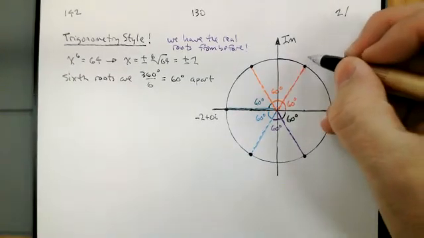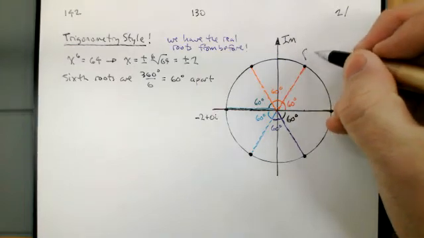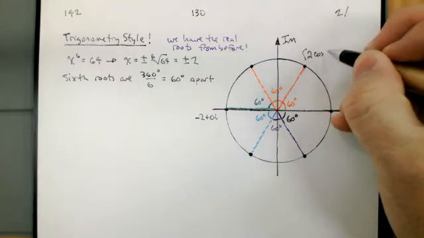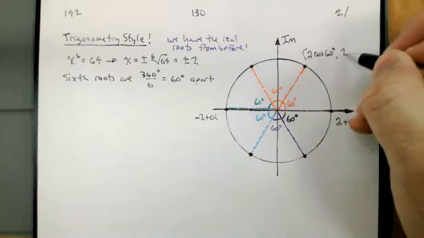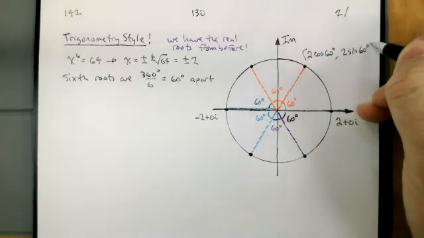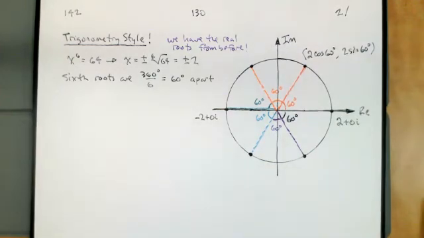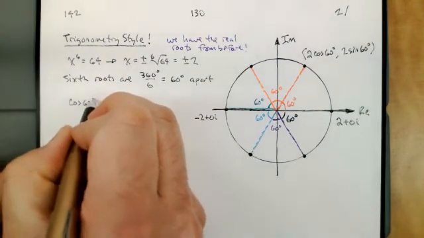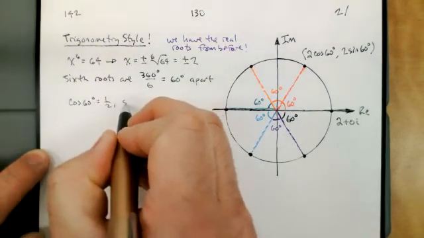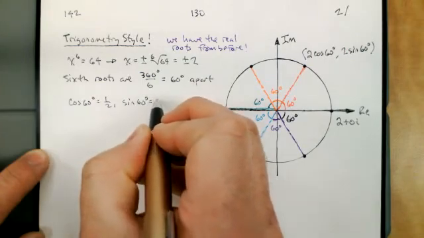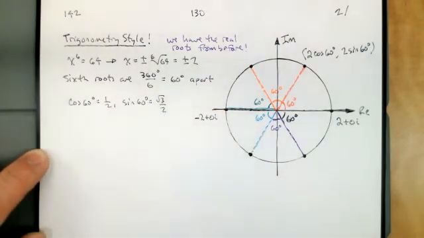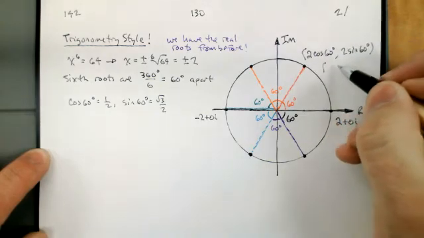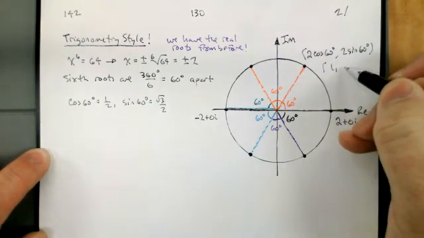So this one's at 60 degrees. So the coordinates here are 2 times the cosine of 60 and 2 times the sine of 60. Cosine of 60 is a half. Sine of 60 is root 3 over 2. So if I multiply by 2, this point will be at 1 and root 3.